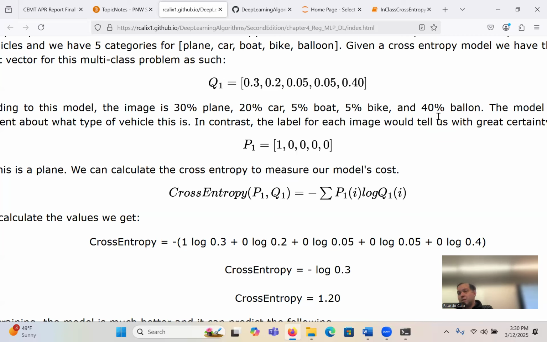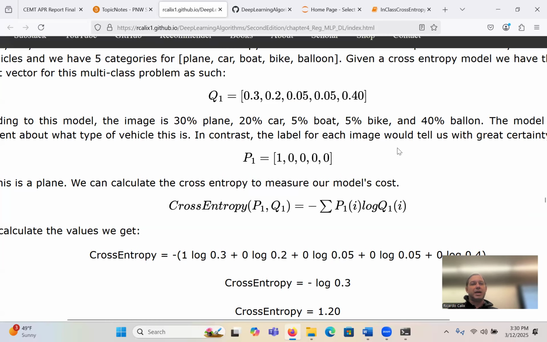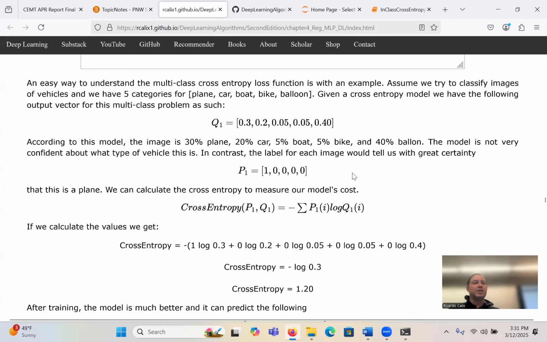Several problems with this. One of them, those probabilities do not add up to 1. Ideally, you would want them to add up to 1. Do you see that? That doesn't break our example, but just as a point. Also, essentially the model says, well, I think this is either a plane or a balloon. That's essentially what this is saying. It's not very certain. You guys see that it's not very certain? The model is not very confident about what type of vehicle it is.